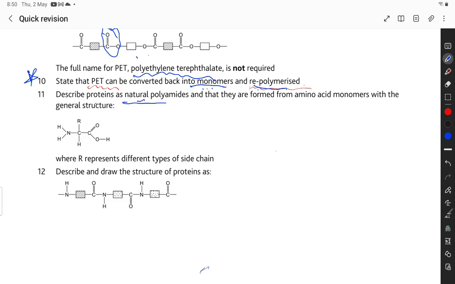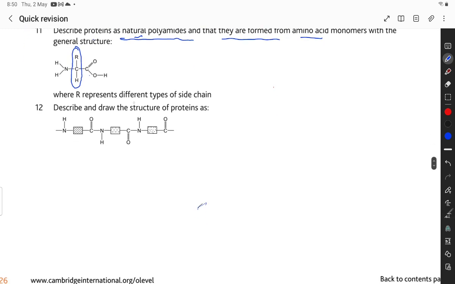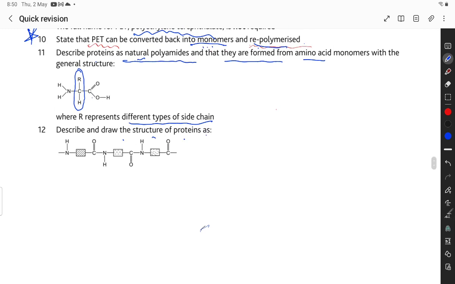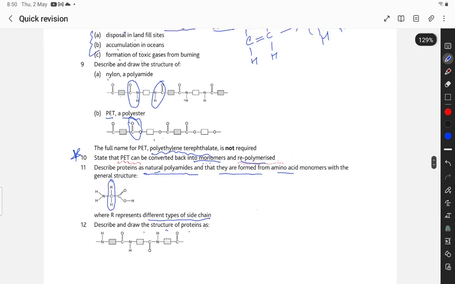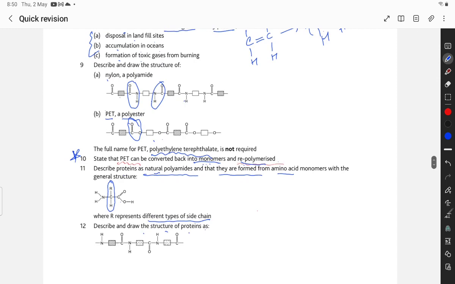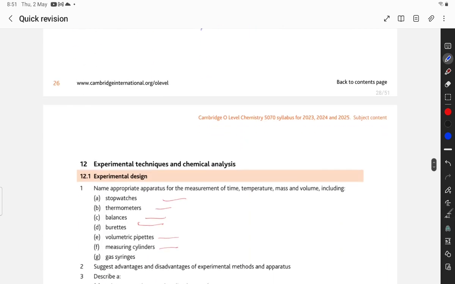Describe proteins as natural polyamides, formed from amino acids. This is the general structural formula of amino acid, drawn using boxes. You should learn this formula, where R represents the different types of side chain. Describe and draw the structure of protein like this. Look at this: the amide linkage is the same as in nylon, but this is the difference between the nylon and the protein amide. Look here: C double bond O, but over here NH and then C double bond O, and then NH and then C double bond O.